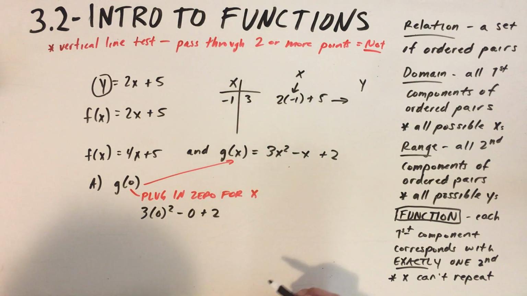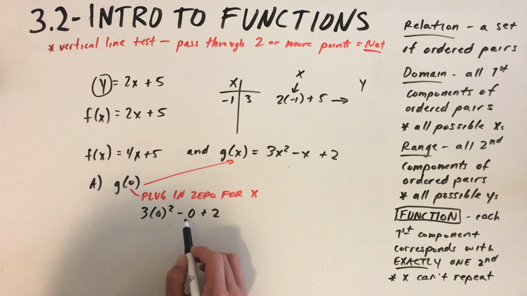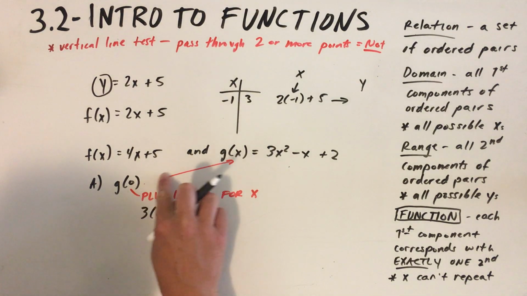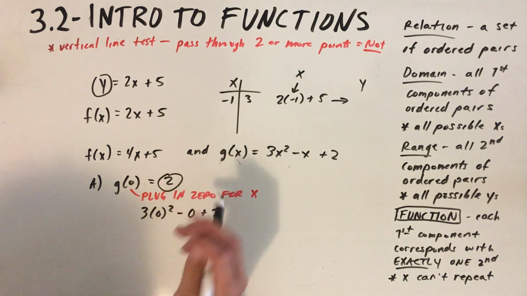And then I'm going to work the problem in order of operations. So I'm going to say 0 squared is 0, times 3 is 0, minus 0 is still 0, plus 2. So the g of 0 is equal to 2. That is the value of the g of 0.